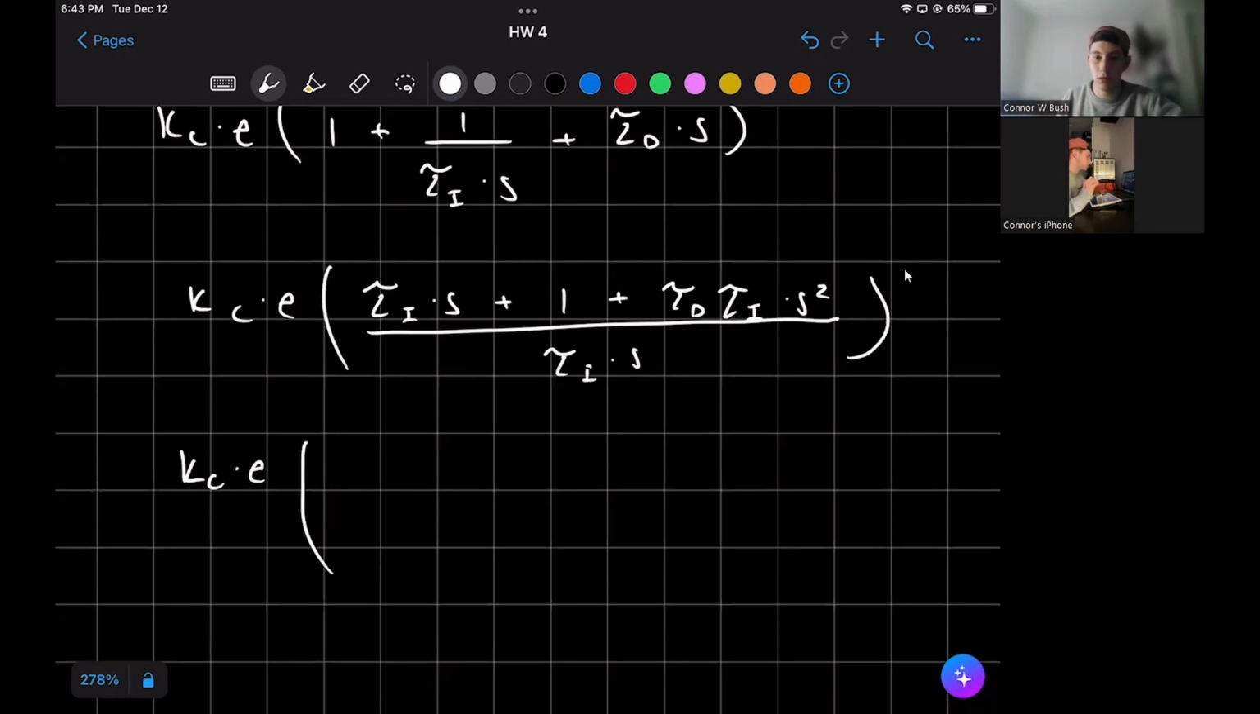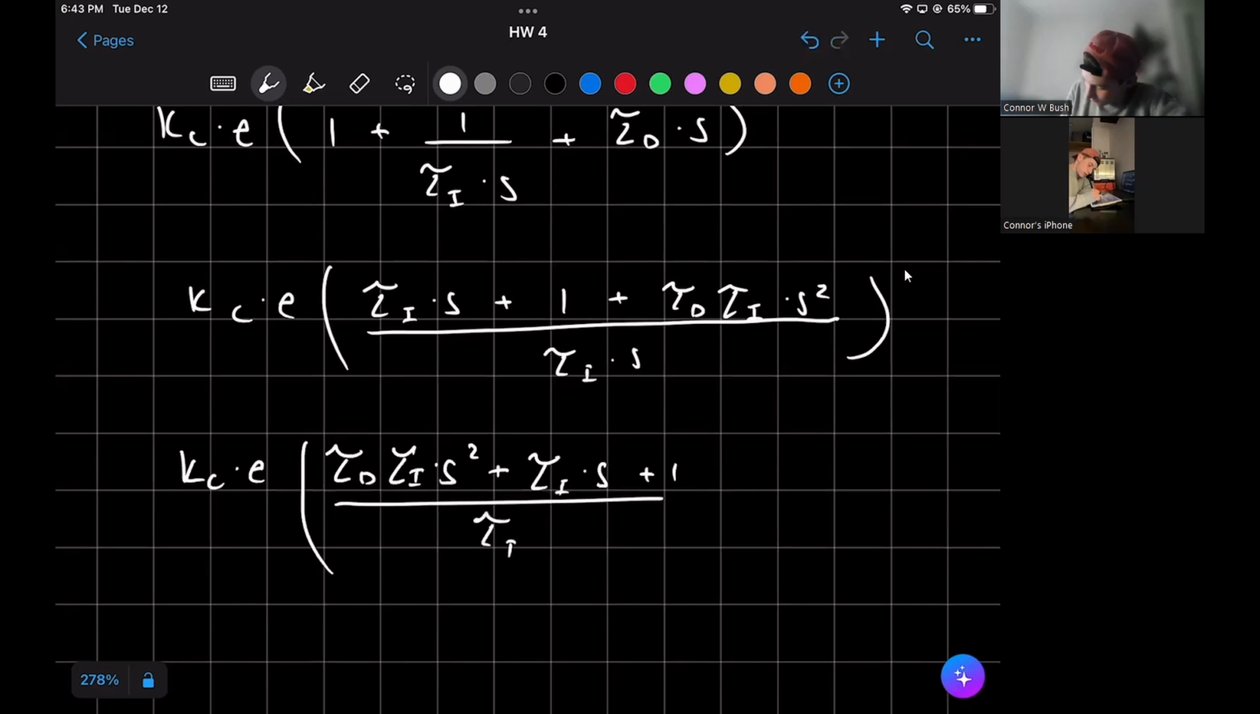a descending order for the numerator in this case, because the denominator only has one term. So the first term is tau d times tau I times S squared plus tau I times S plus 1. So that's our numerator. And then we divide by tau I times S. And then as you can see, the numerator is also being multiplied by this out front as well.